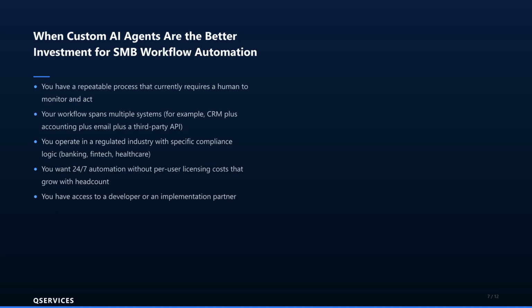A fintech startup processing loan applications is a clear example. The agent can pull applicant data, run credit checks via API, flag anomalies, update the CRM record, send status emails, and route complex cases to a human reviewer without any manual step in between. No version of Microsoft Copilot does that out of the box.